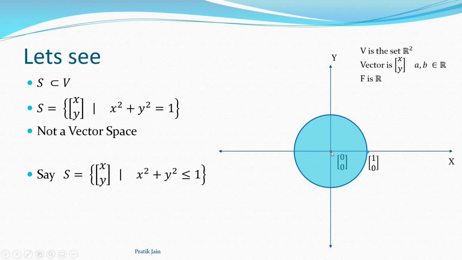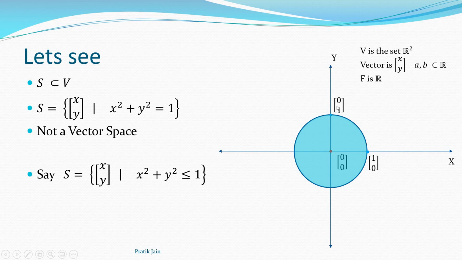Now can we say that this set that we have, this circle, all the points inside this circle, can they be a vector space is the question. Okay, so again, let's say if I take 2 points, one point is this 1 comma 0 and another point is this 0 comma 1.